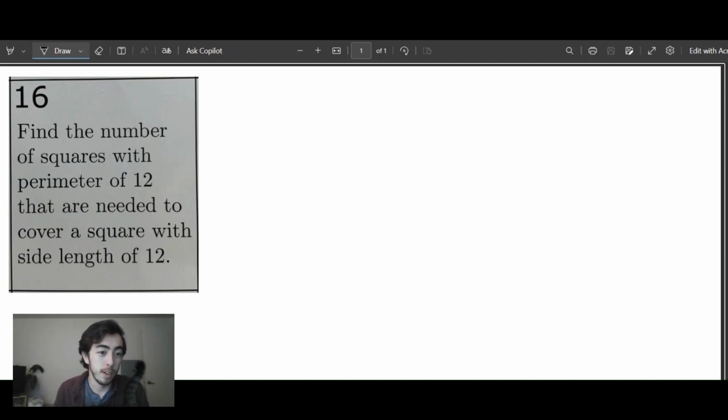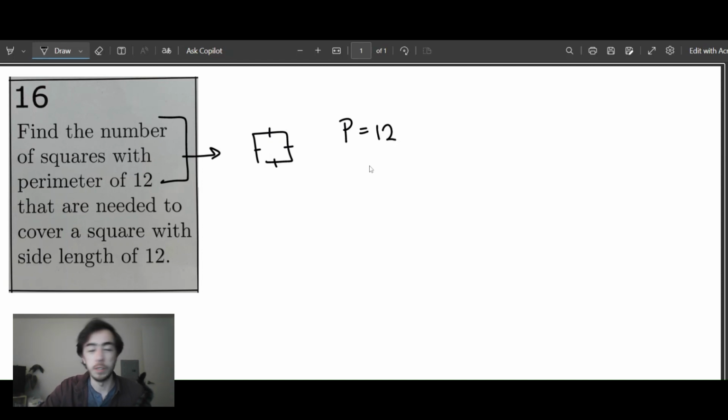Find the number of squares with perimeter of 12 that are needed to cover a square with side length of 12. Okay, find the number of squares with perimeter of 12. And so I'm thinking of, okay, so there's squares. So all four lengths are going to be exactly the same. So if perimeter is 12, then we just divide it by 4 to get the side length, which should be 3. How many of these small squares do I need to cover a square with a side length of 12?